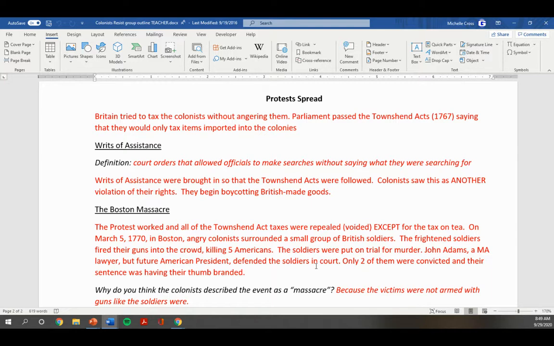To enforce the Townshend Acts, Parliament used writs of assistance. These are kind of like warrants in today's language, but basically that's a court order that allowed a customs official to search a ship or a store without saying what they were searching for. Today's warrants are issued by a judge and must state what the police are looking for. But these writs of assistance did not have to say what they were looking for, just anything illegal.